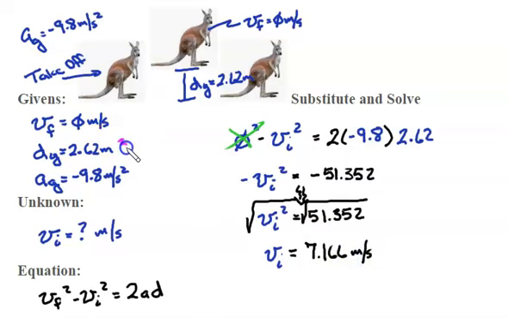Alright, I have 3 sig figs here, and actually this is the only number that I can use in my final answer. And so I get a velocity initial of 7.17 meters per second.